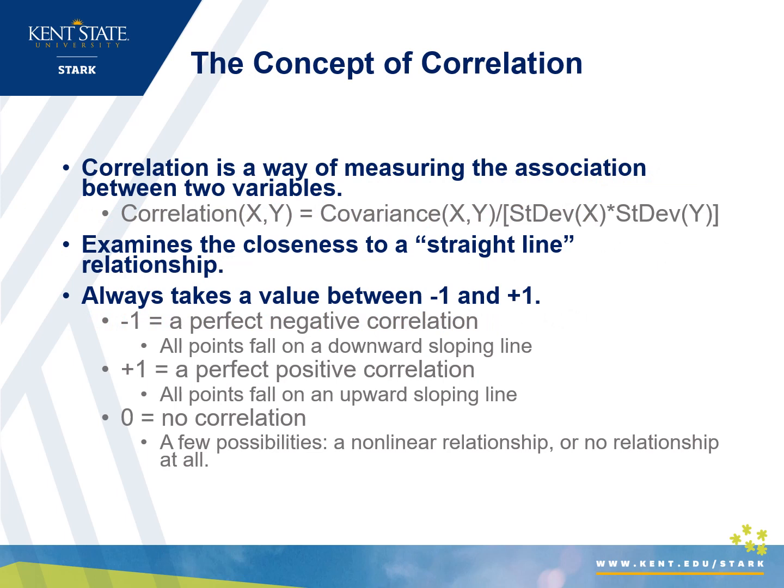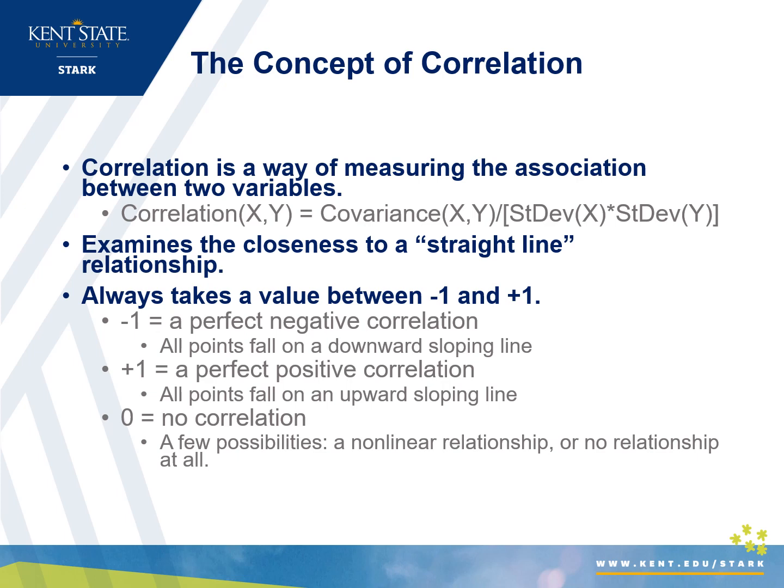But first, correlation. Correlation is a way of measuring the association between two variables. Technically, it is the covariance of the two variables divided by the product of the standard deviations of the two variables. Don't worry too much about the details, just know that correlation tells you how well the two variables have a straight line sort of relationship between them.